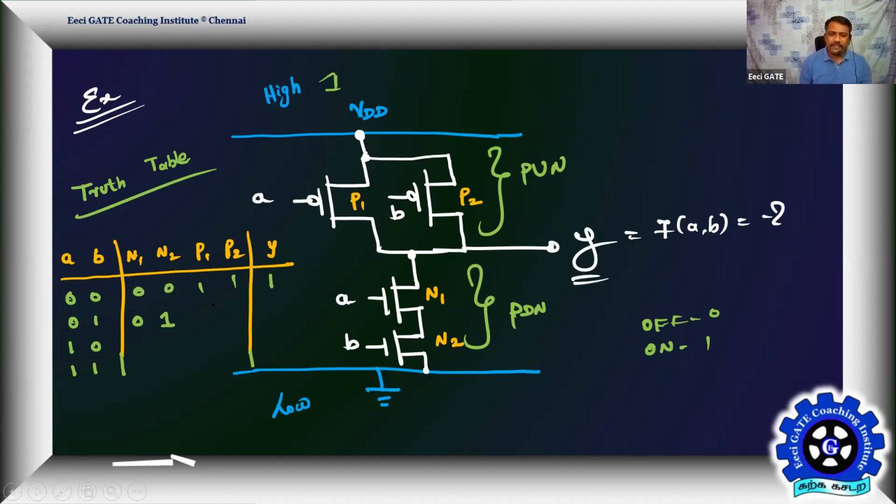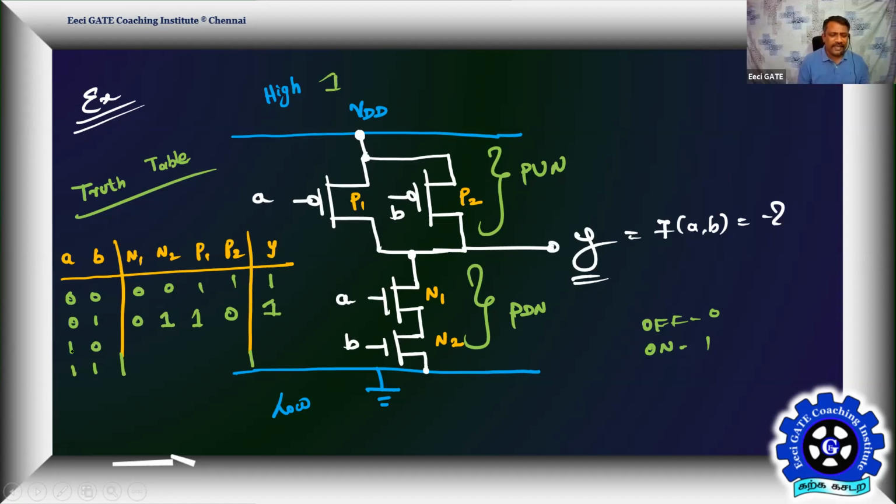Now, what is happening to the pull-up network? In the pull-up network, P1 is going to be in on condition, whereas P2 is going to be in off condition. But P1 being in on condition is more than sufficient to pass logic 1 to output Y. Output will be happily logic 1. Agree? Similarly, play for 1, 0 quickly now.